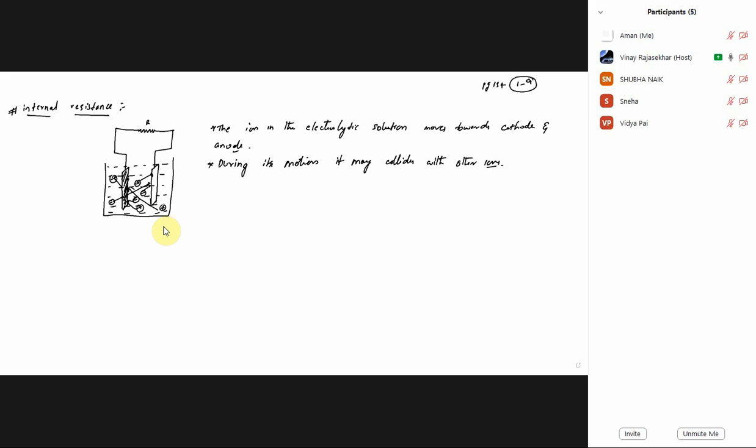For example, let us consider this is the positive ion. Whenever it is moving towards the anode or cathode, or simply we can call it the electrode, it may collide with other positive ions or negative ions. Clear? Due to these collisions, resistance will be developed. So please remember, due to collisions, internal resistance is developed.